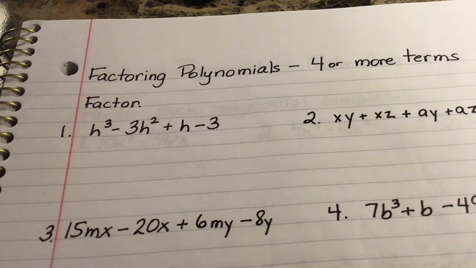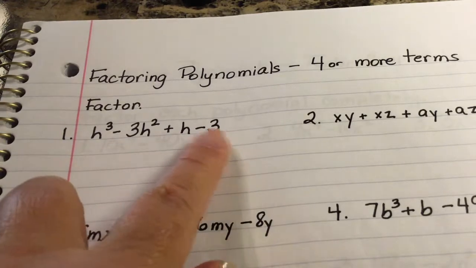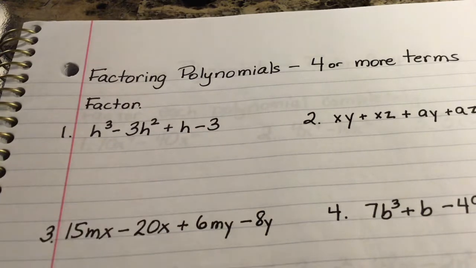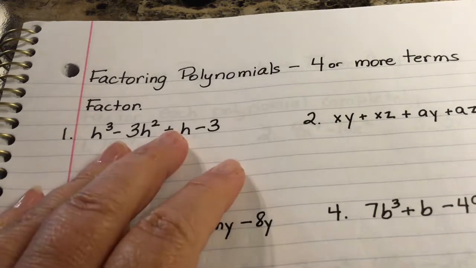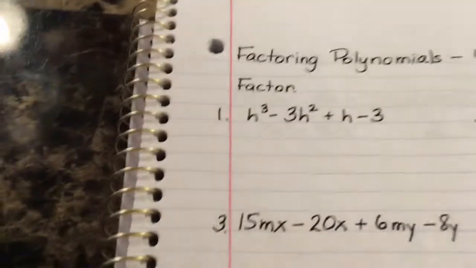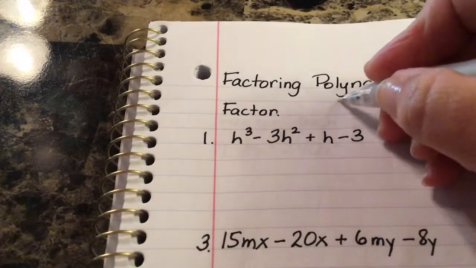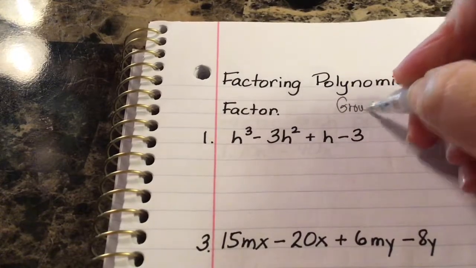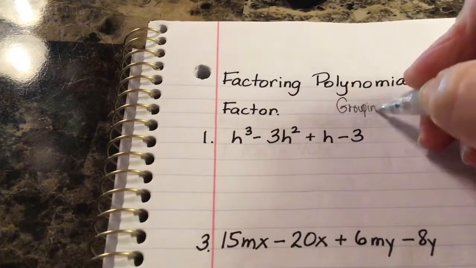Going to be factoring polynomials when I have 4 or more terms. How do I go about factoring something that looks like this? The main word that you need to remember when you have 4 or more terms is you're going to use grouping. That's your main word that I need you to remember when you're factoring 4 or more terms.